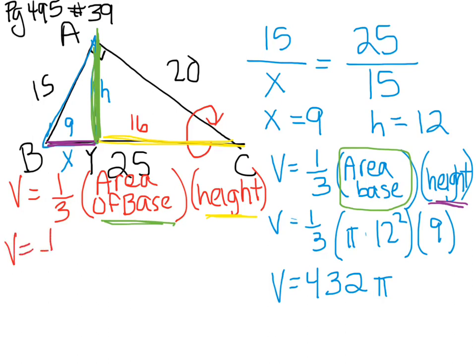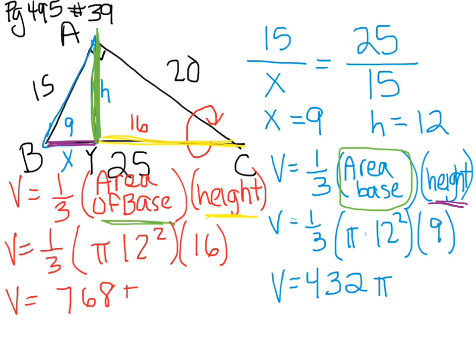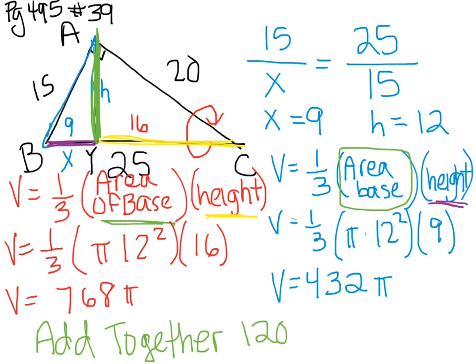So then volume is 1/3 the area of the base, which is pi 12 squared, times the height, which is 16. I simplify that to get 768 pi. Now I need to add the two volumes together to get 1200 pi, which is going to be our volume.